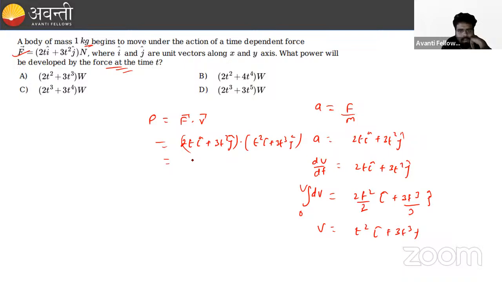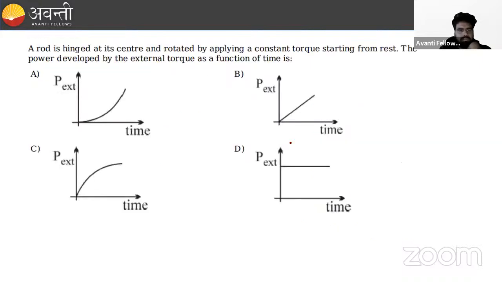We can say this value will become 2t cube plus 3t to the power 5 by 3, and here 3 and 3 cancel out. This will become 1, 3t raised to power 5 watt. Which option is correct? Option D is the right one.